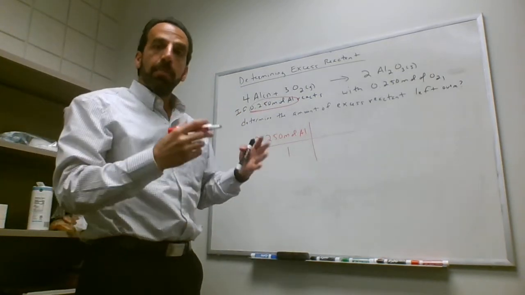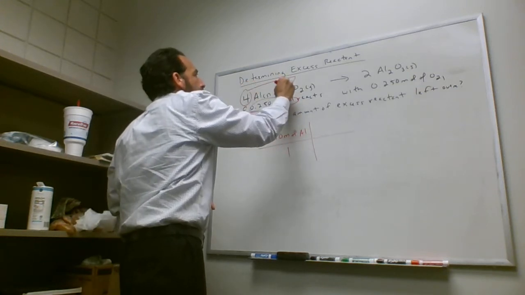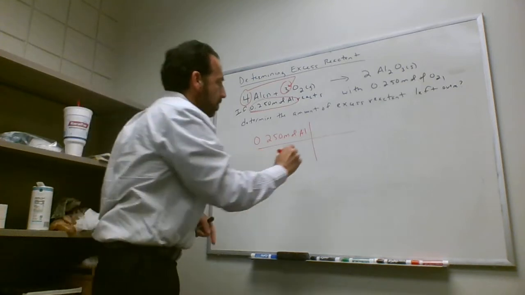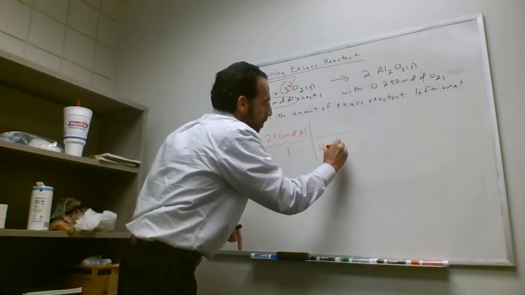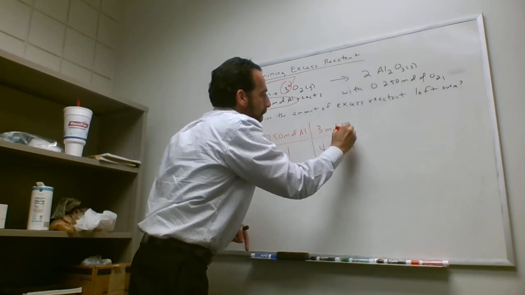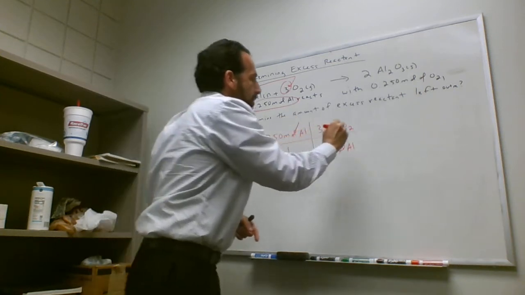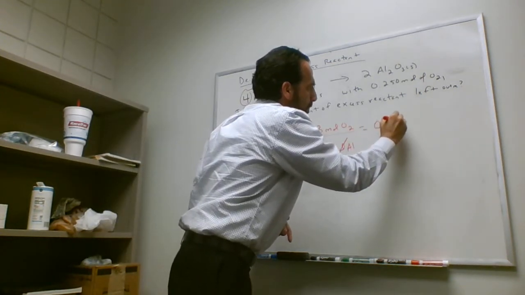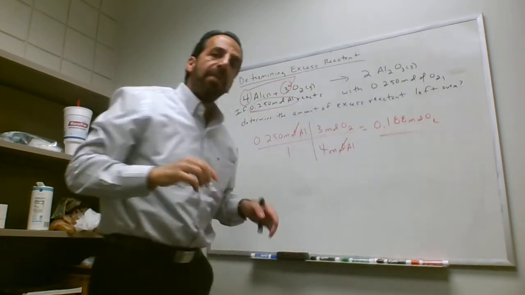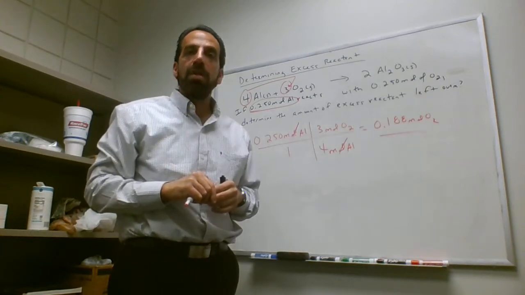A couple of things, I'll look at the mole to mole ratio, so it's 4 to 3. So 4 moles of aluminum requires 3 moles of oxygen. So I'll put the 4 moles of aluminum on the bottom and 3 moles of oxygen on top. If I do that, I find out that 0.25 moles of aluminum requires 0.188 moles of oxygen.